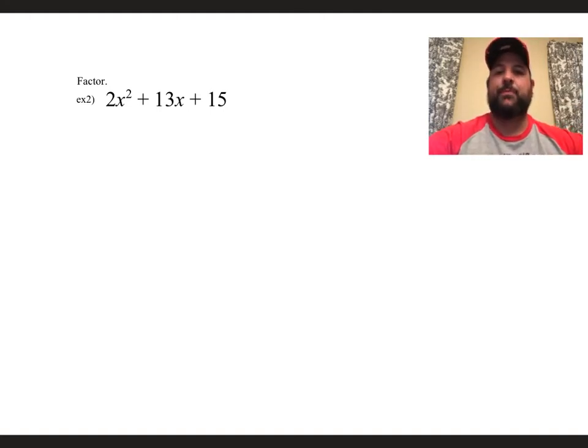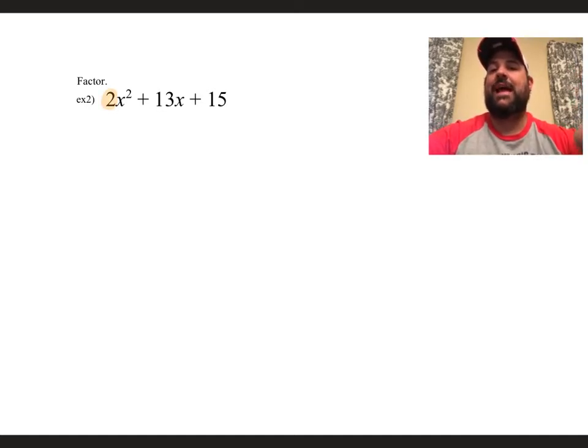If I look at example 2, I have 2x squared plus 13x plus 15. And the first thing that you probably notice about this problem compared to all the other ones that we did is this right here, the 2 that's in front of the x squared.